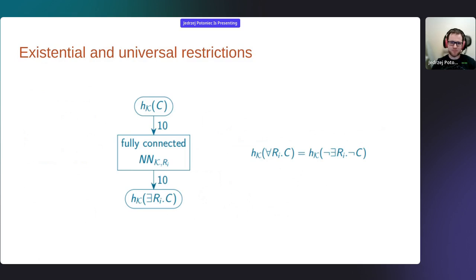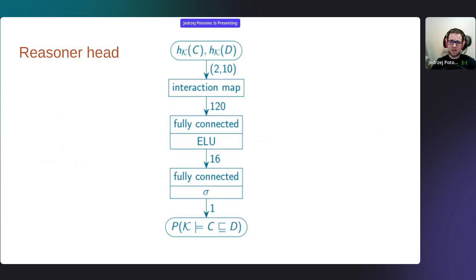The reasoner head, so the main reasoning component, consists of a bit more complex neural network getting two embeddings as its input. The interaction map is computed, so the outer product, then a hidden layer consisting of 16 neurons and the ELU activation function, and then a single neuron outputting the probability.